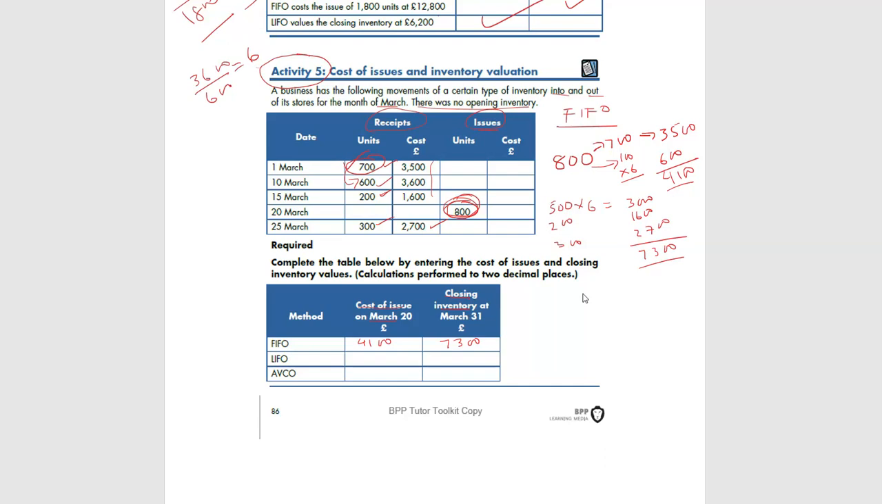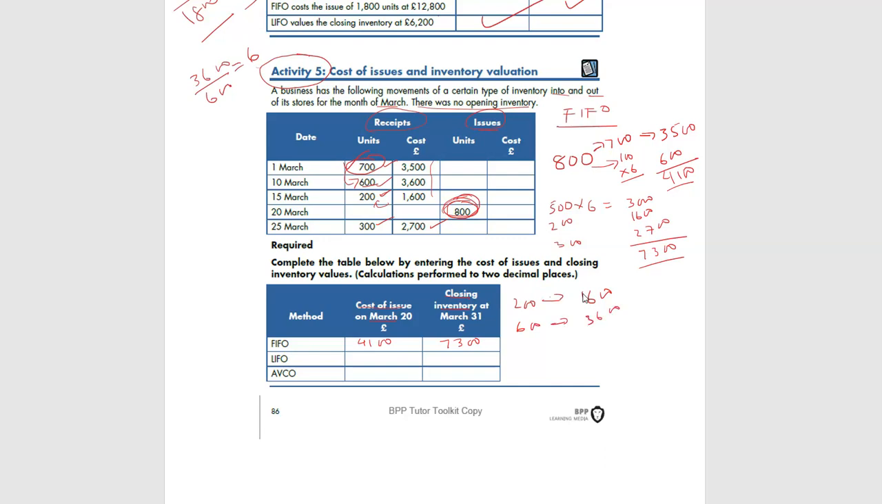The next one is LIFO. With LIFO, I'm going to take the most recent one. Before I issue 800, the most recent is 200. So I'm going to take all this 200 first, that gives me a cost of 1600, and I'm going to take another 600 from here. So it's quite easy because I already have the 600 cost. I don't have to do any multiplication or division. I have 800 now for the issue.